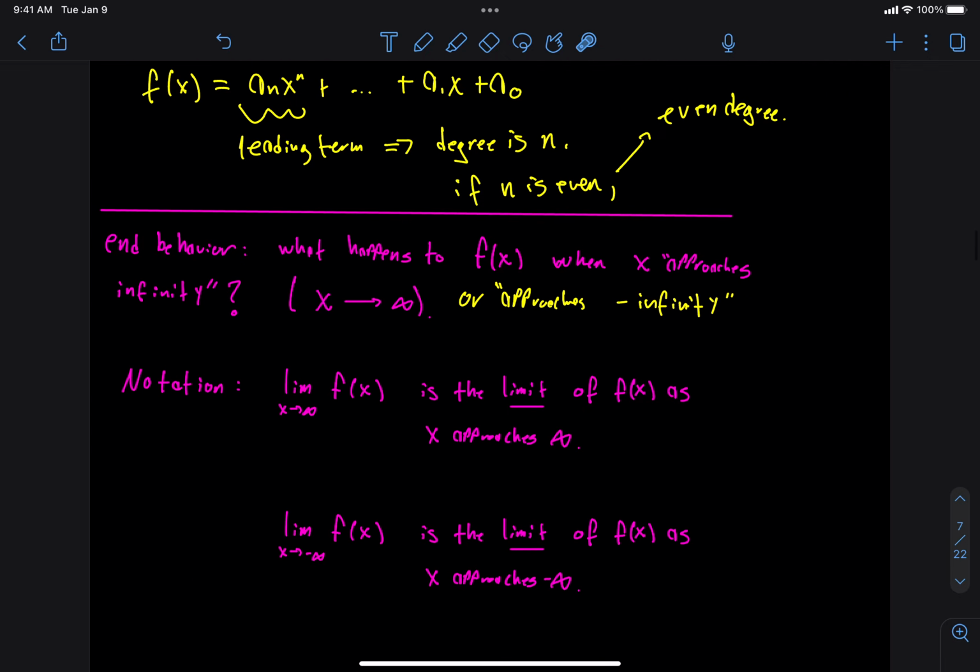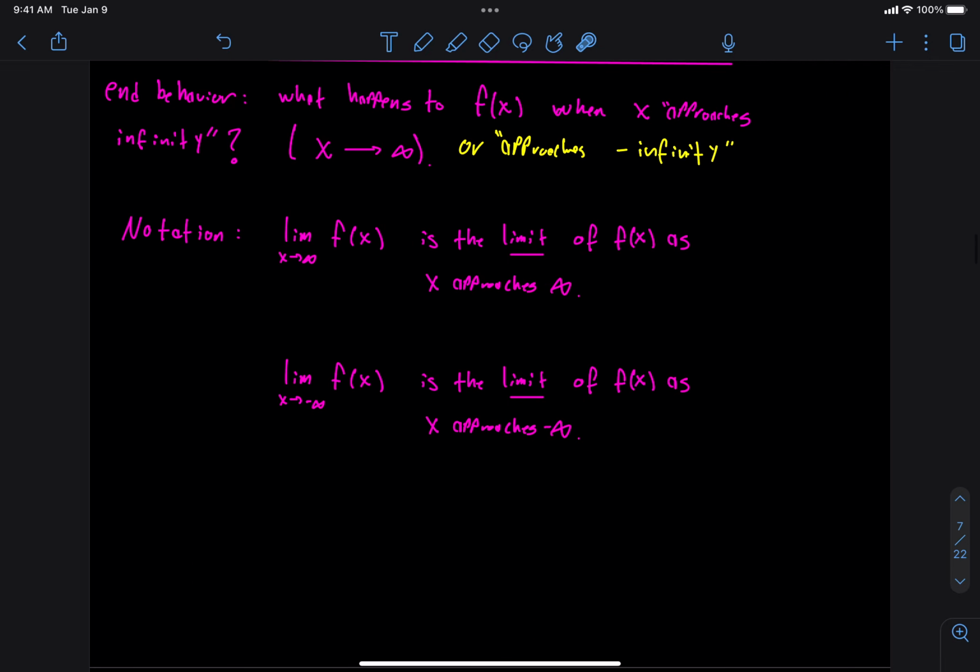Even and odd degree was self-explanatory. And then we talked about end behavior. We introduced this new notation about limits. So we talk about the limit as x goes to infinity of a function.